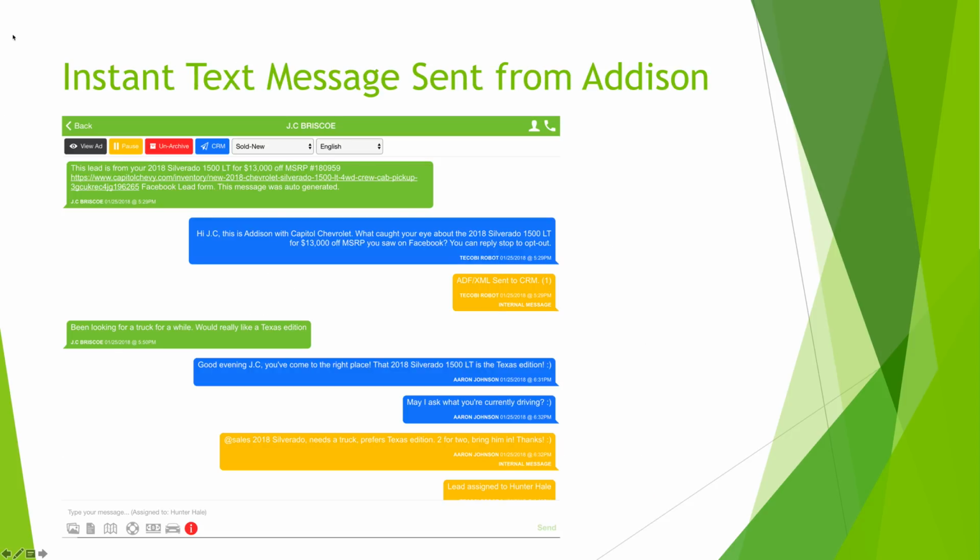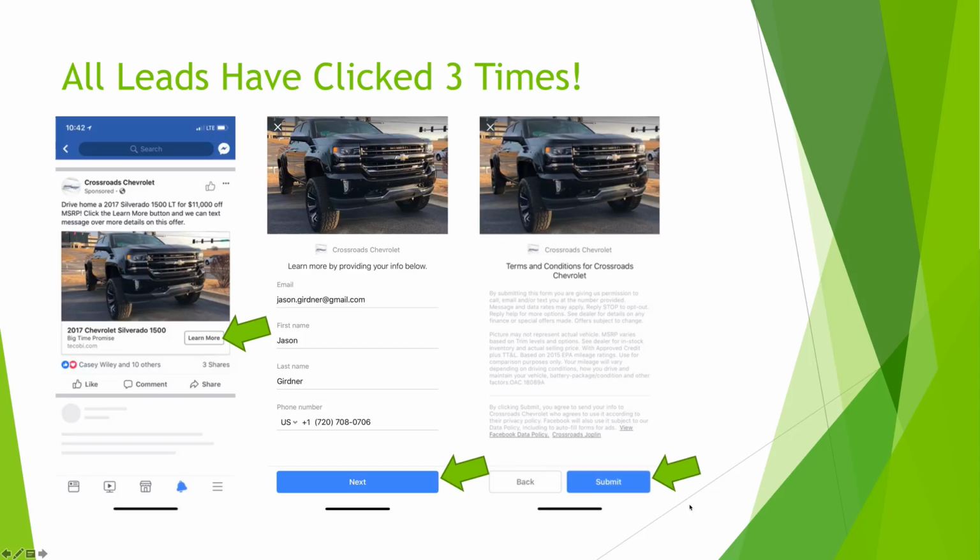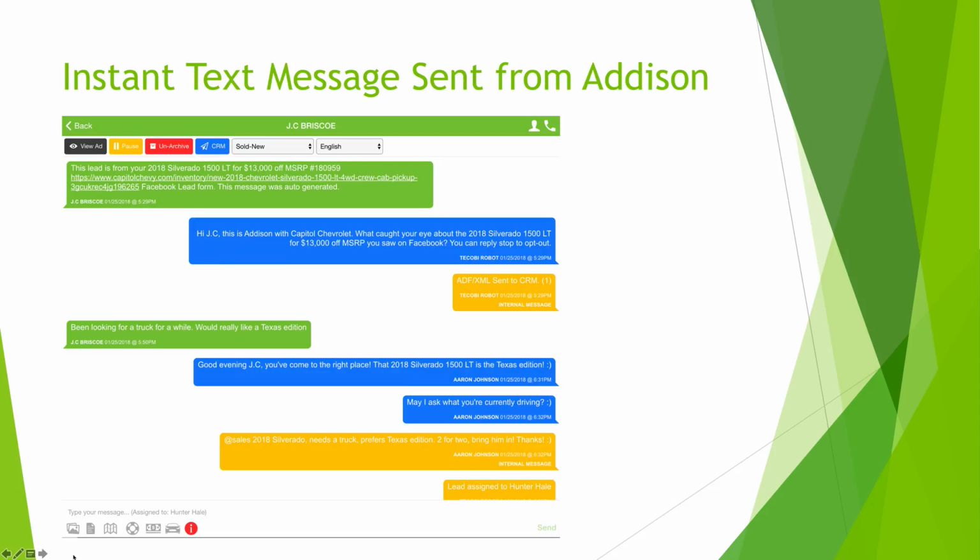And then the third click is the submit button. So the customer will go ahead and click that submit button, and then an instant text message is sent out to the customer. So you'll see here, this is an example of a text thread that was started from one of those ads.